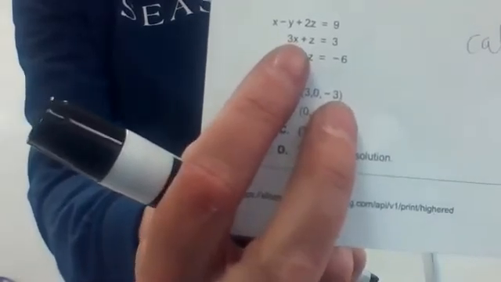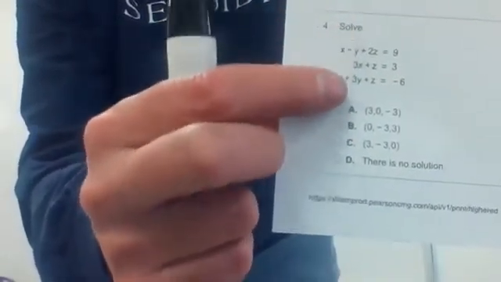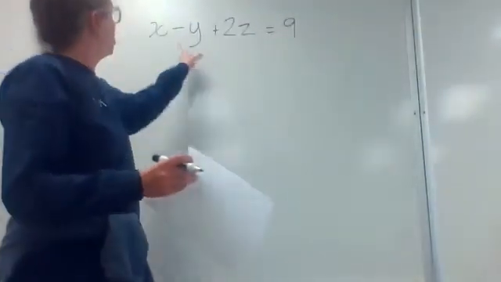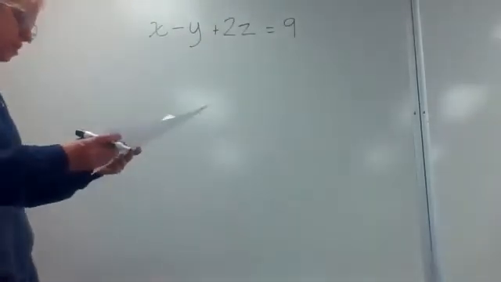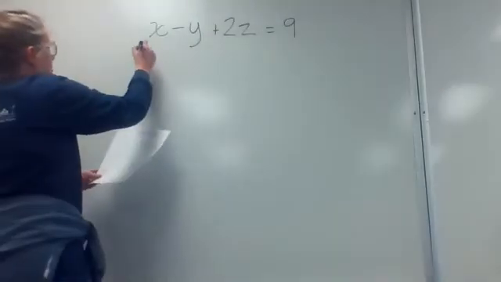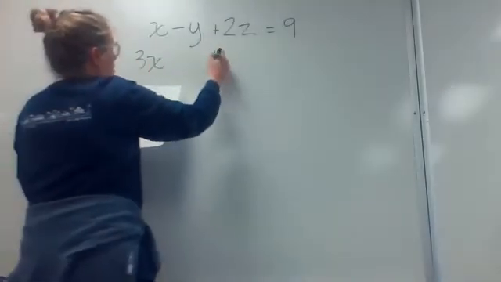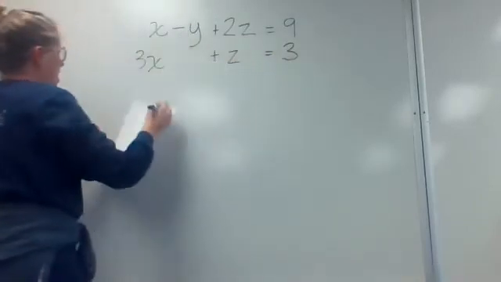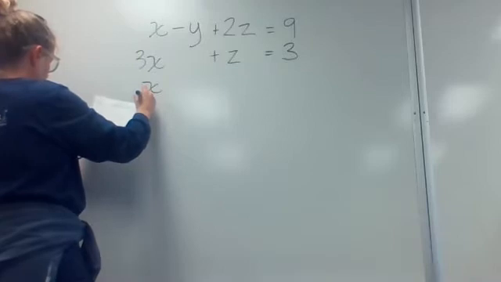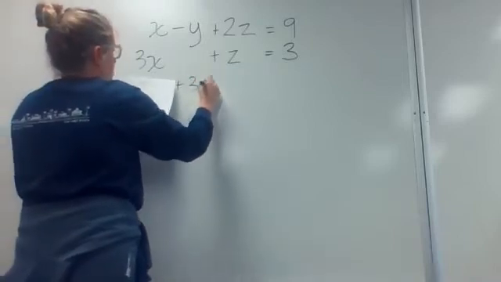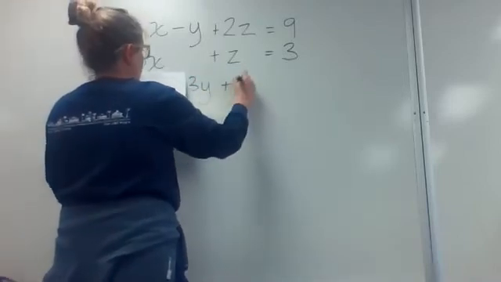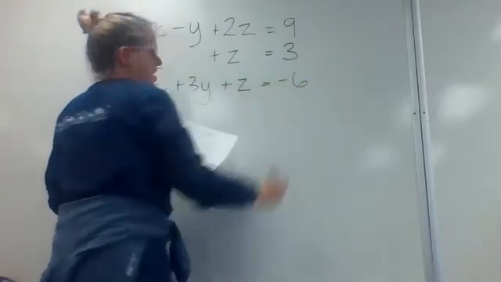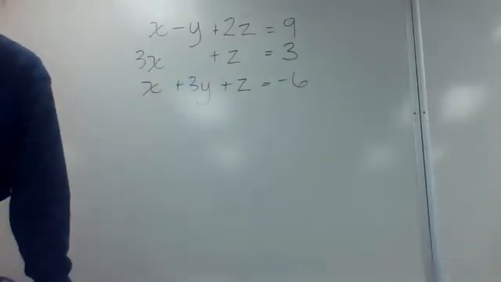Make sure when you write it that you put the x over here in the x column so that you will see that there's no y. Because they put the 3x right here. Make sure you put the 3x in the x column. 3x plus z equals 3. And then the last one is x plus 3y plus z equals negative 6.